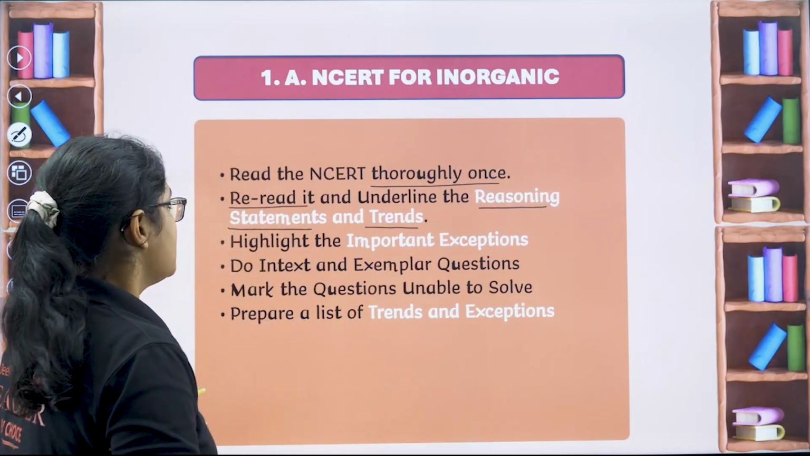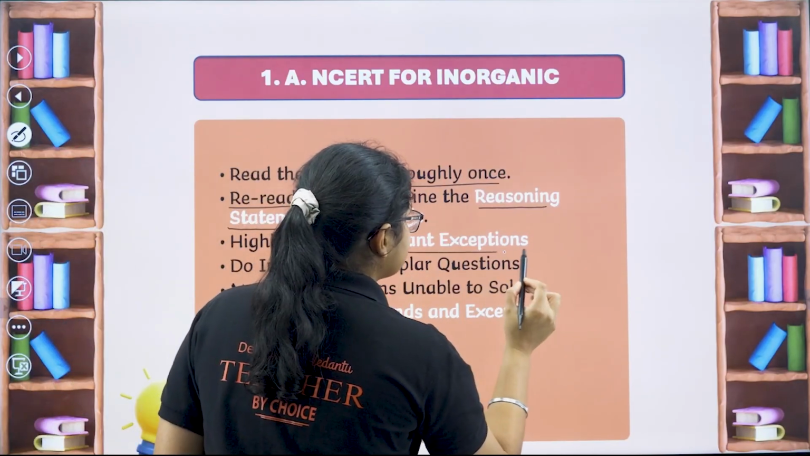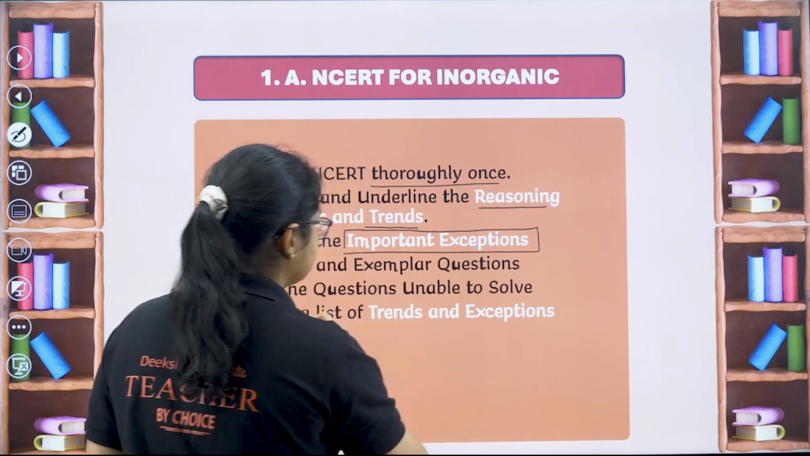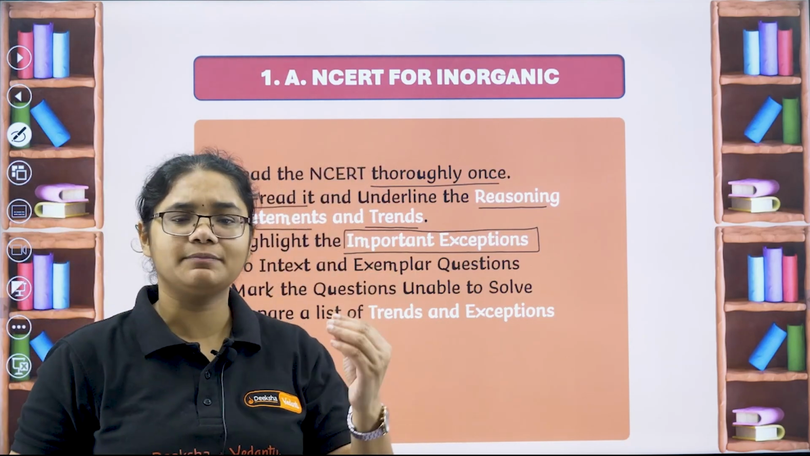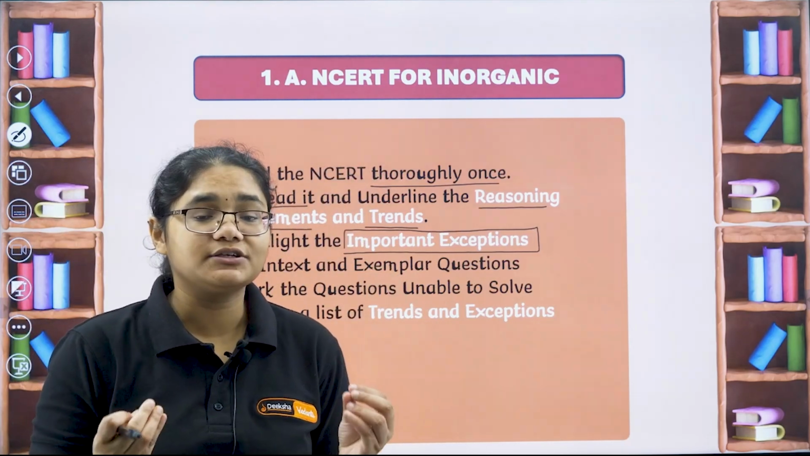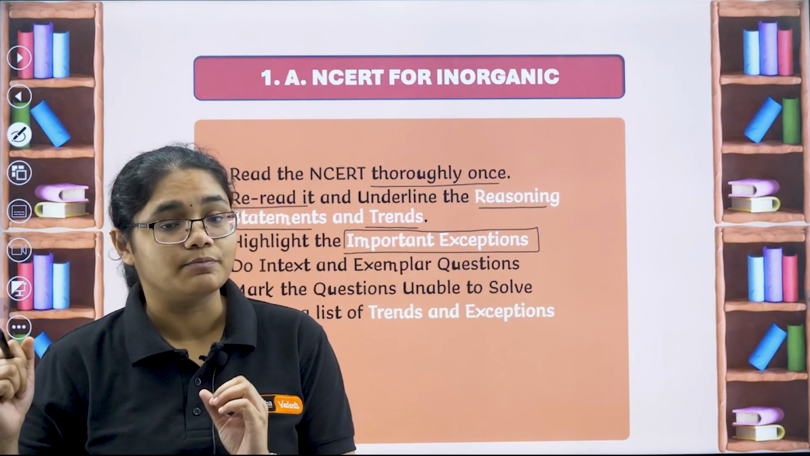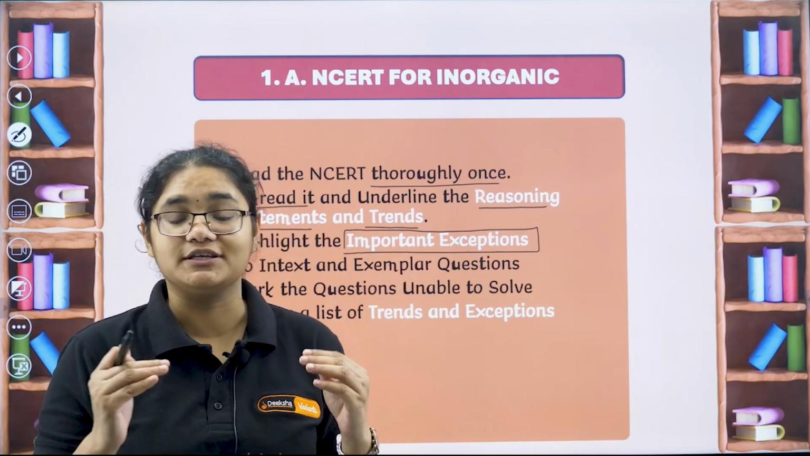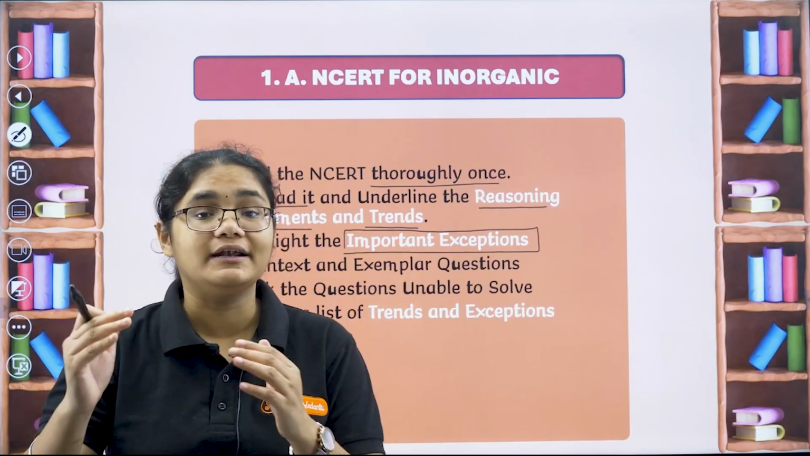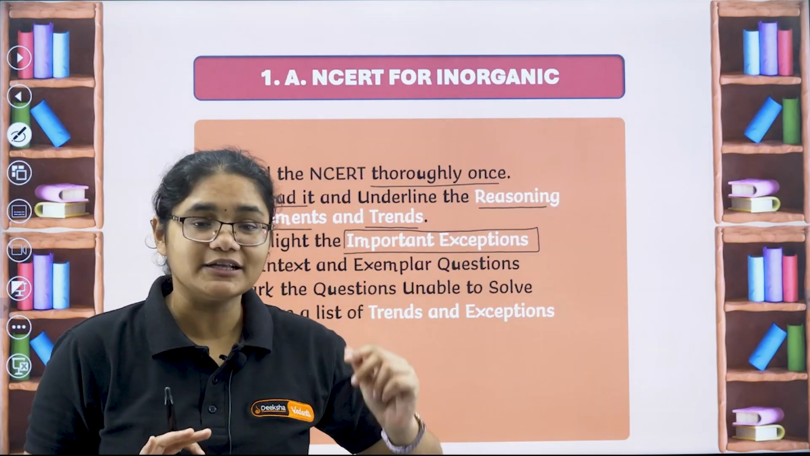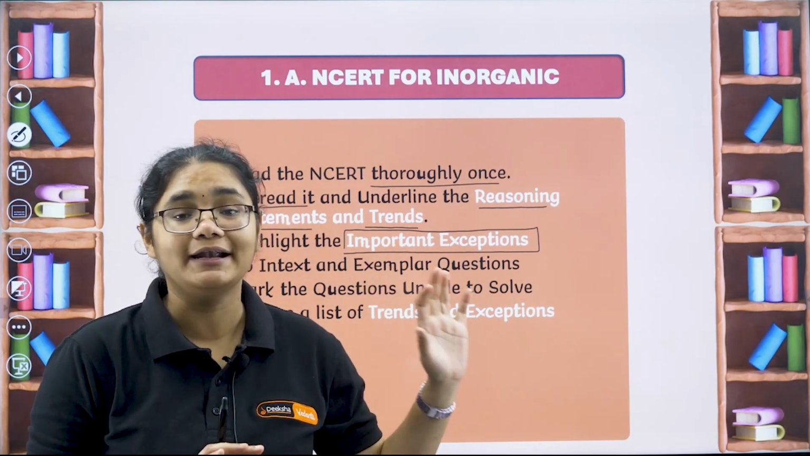Okay, the first thing. Second, highlight the important exceptions. So we know that inorganic chemistry is full of exceptions. I'll give you a simple example. Most of the transition elements have the configuration of (n-1)d 1 to 10 ns2, but palladium is an exception here which has a configuration of only d10. So such type of exceptions you can highlight in the book.